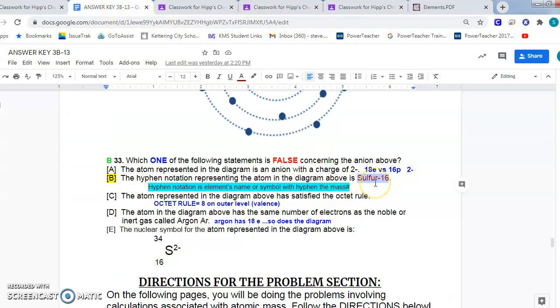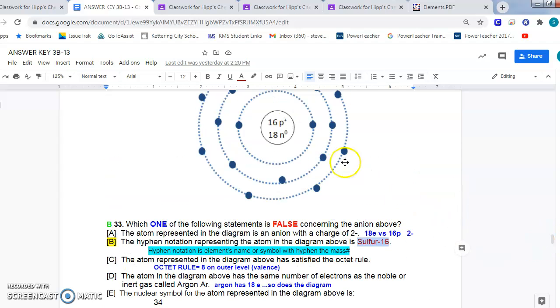What do they tell us in hyphen notation? Well, not every sulfur is exactly the same. Every sulfur atom must have 16 protons, but every sulfur can have different numbers of neutrons. In other words, different isotopes. Hyphen notation is the element's name or symbol, hyphen mass number, and we already talked about the fact that the hyphen notation here should have a mass number of 34.